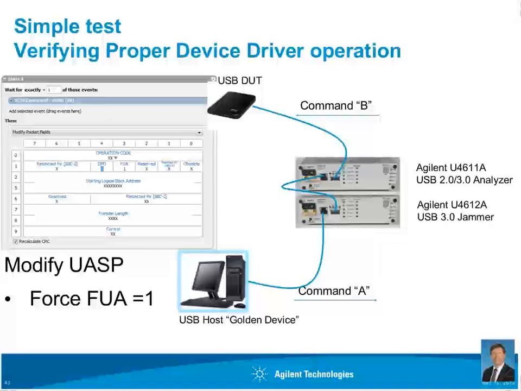Testing a device driver can be an extremely good operation, and here's a quick example of how we do that. We're using an analyzer to capture the data, the jammer to modify it, but what we're doing is we're waiting for a read command, a SCSI read command, and then modifying that packet in real time as it flows through, and being able to test the device operation. In this case, we're modifying the DPO and FUA bits to be able to change cache operations in a mass storage device.